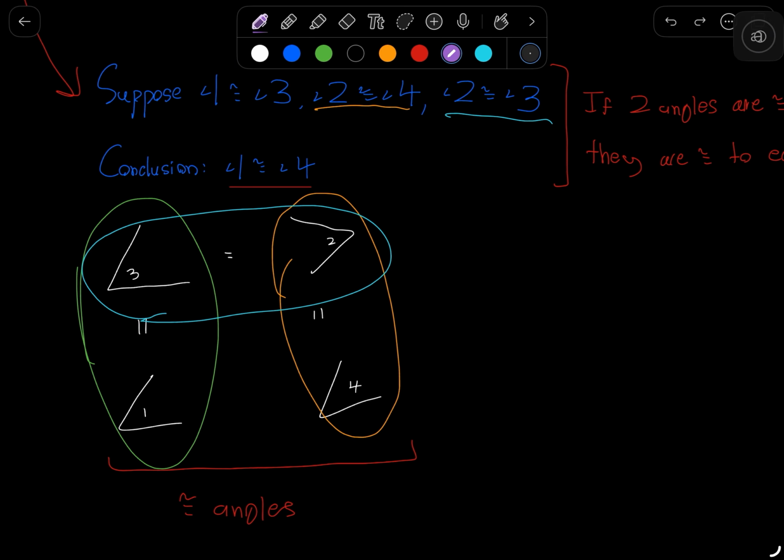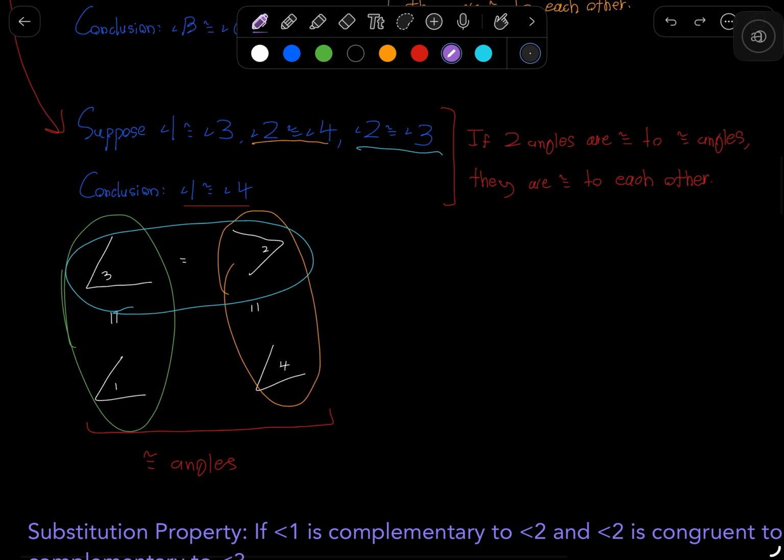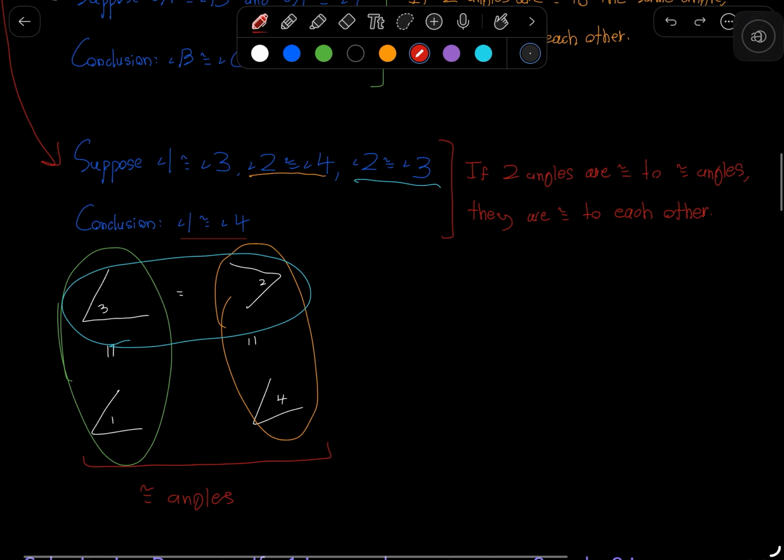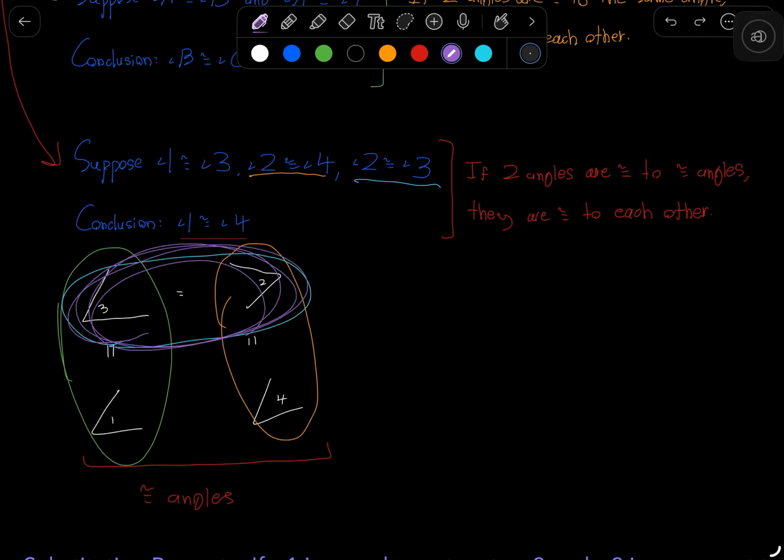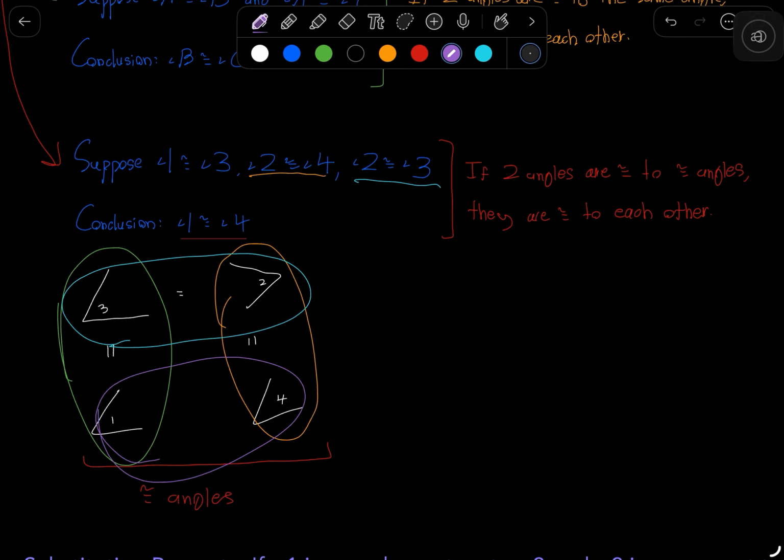And the reason is, once again, this is the second version of the transitive property. If two angles are congruent to congruent angles, they're congruent to each other. So in this case, the two angles, angle 1 and angle 4, are congruent to congruent angles. They are congruent to angle 3 and angle 2, which are congruent to each other. So therefore, you can say that these are equal to each other.